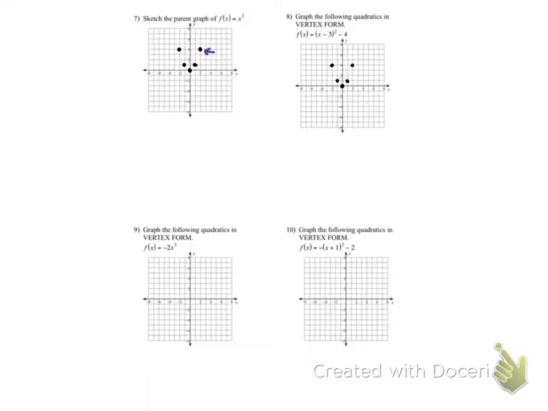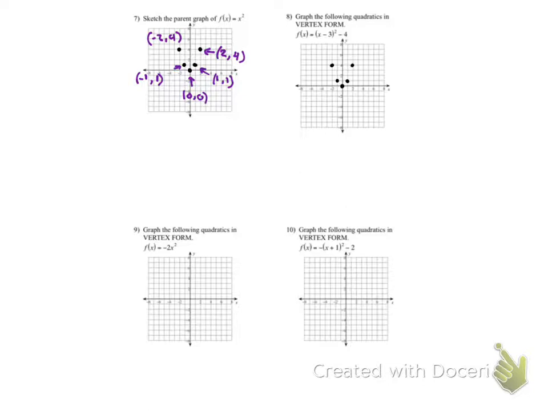If you need these written out, that's 2, 4. Negative 2, 4 up here. That's negative 1, 1. That's 1, 1. And that is 0, 0.